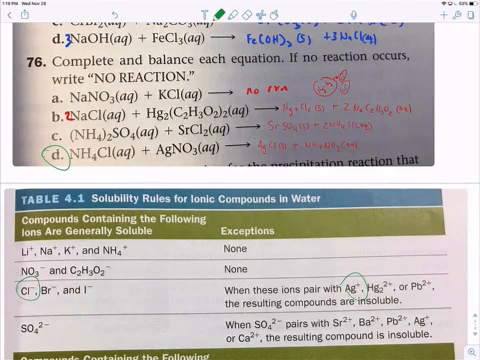We don't know, there could be no reaction. This one here, you look at silver and chlorine. Chlorine tends to be soluble with silver.